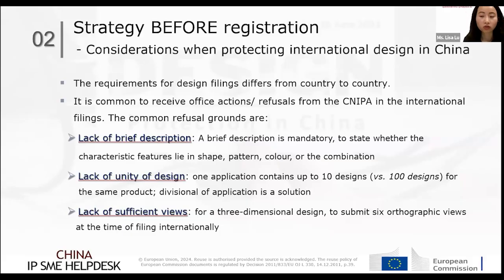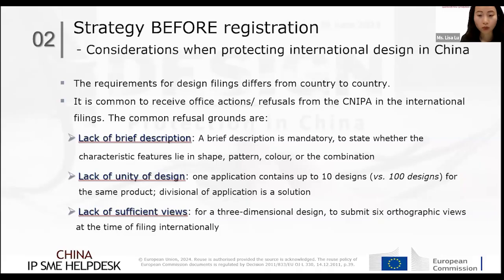These are very general ideas of unity of design, and sometimes in different countries the examiners will have different criteria again. Generally, it's ideal that in one application you only include one design, because that's a restriction. It's a strict definition of unity of design. But you can still file up to 10 designs if those 10 designs are for the same products, or for products that are sold or used in sets. That will still satisfy the unity of design in China.